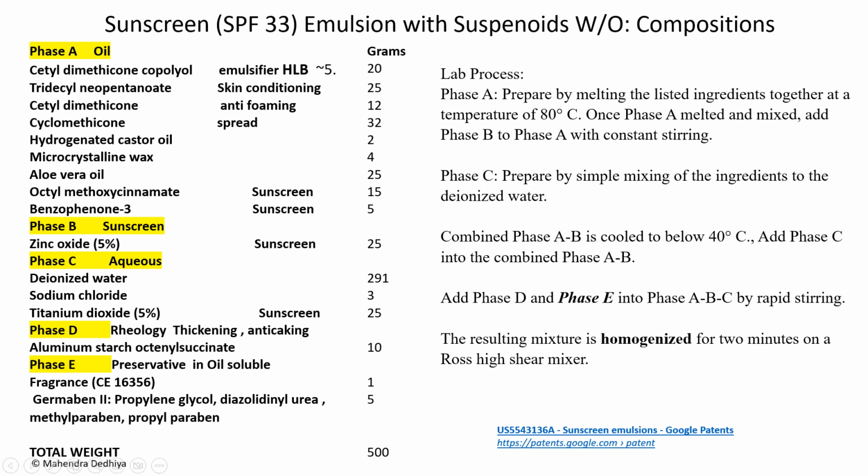The lab procedure is phase A, which is oil phase, containing 2 sunscreens, are added and heated to 80 degrees. Zinc oxide is added to this oil phase with a constant stirring, and zinc oxide is not going to be soluble in oil phase, so it would require high speed stirring. Aqueous phase, phase C, is prepared by mixing ingredients into DI water, including TiO2, titanium dioxide. Both phases are cooled to 40 degrees.